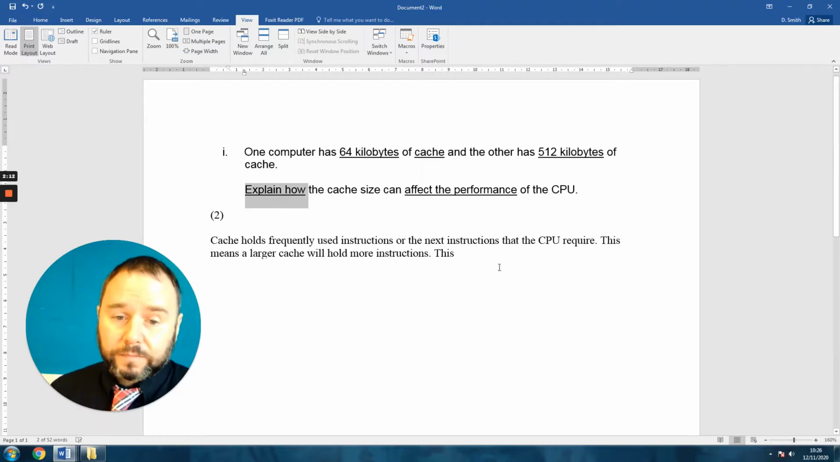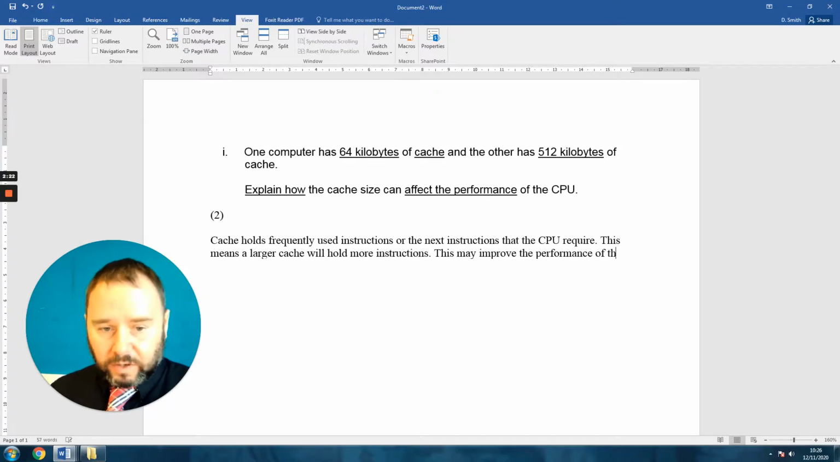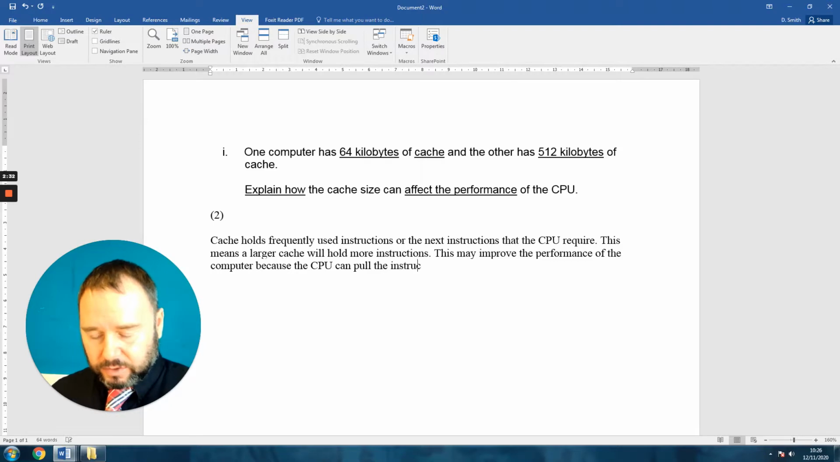This may, never say definitely, this may improve the performance of the computer because the CPU can pull the instructions it requires from cache faster than it can from RAM or the hard disk drive. Okay, nailed it.